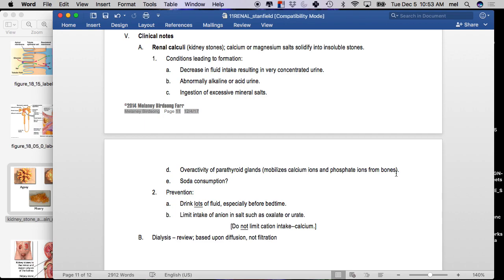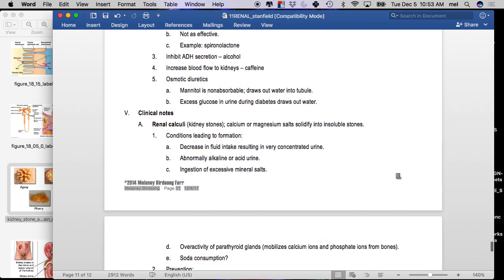Okay, so how do you prevent getting those little buggers? You drink plenty of fluid, especially before bedtime, because the stuff in your minor and major calyces is just going to sit there overnight, right? And you limit intakes of certain ions, anions, but not calcium. You know you need calcium, right? So you don't want to limit the intake of that, even if the stone is primarily calcium.